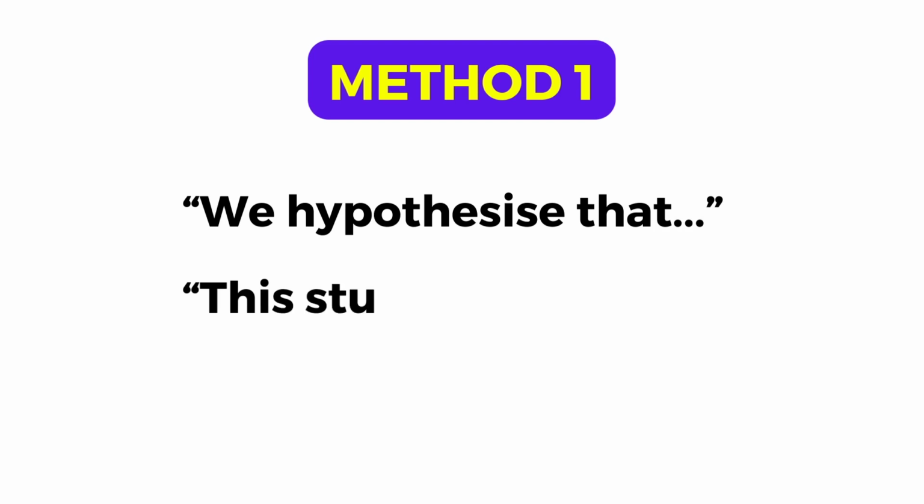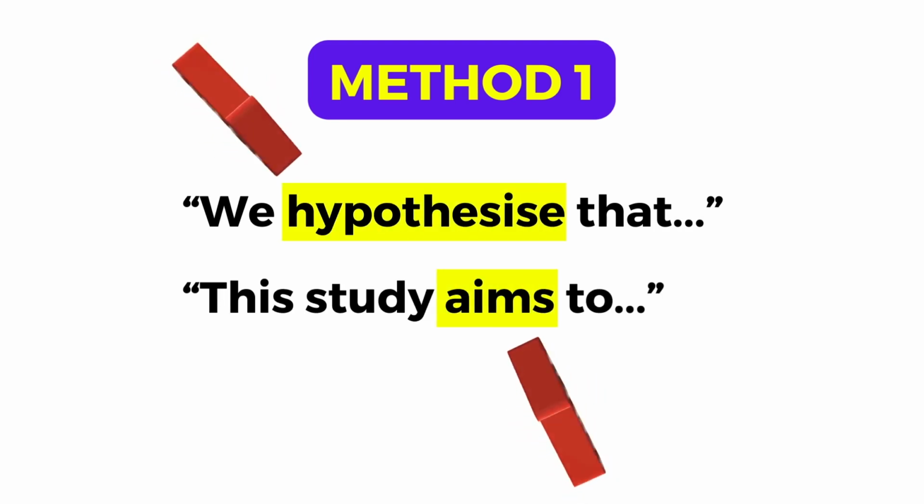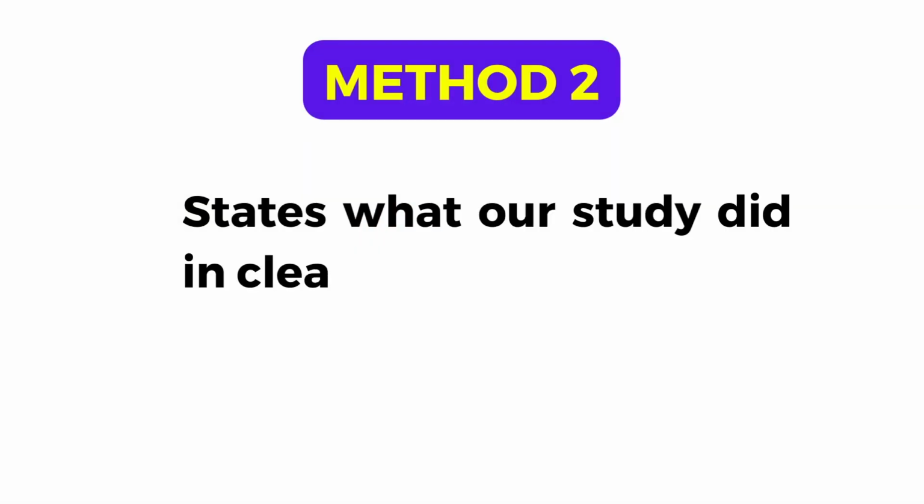And there's 2 ways that we can do that. The first is by actually using the words aims, research questions, and hypotheses. And the second way is by simply stating what we did. For example, we hypothesize that this study aims to. We're actually using those words, and that makes it clear to the reader what we're talking about. Whereas the second way just states what we did matter-of-factly.